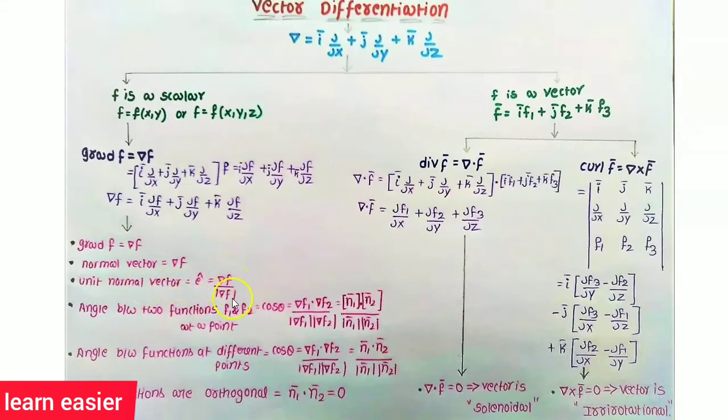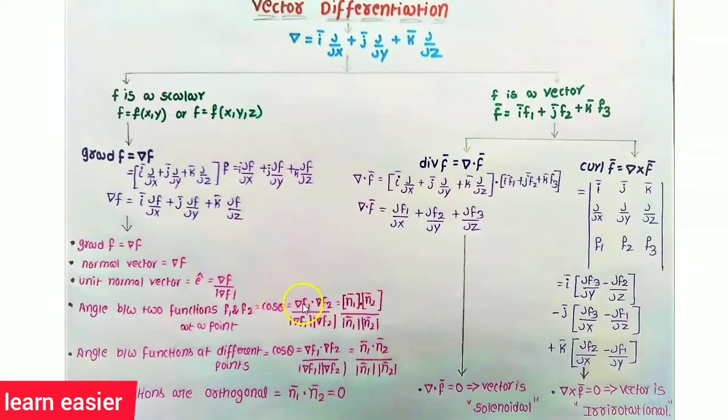So when we have the unit normal vector, we can calculate it using this formula: e cap is equal to del f by modulus of del f. Here it is the angle between two functions f1 and f2 at a point. That means the question gives two functions f1 and f2 at some point, and we have to calculate the angle. So cos theta is equal to del f1 dot del f2 by modulus of del f1 into modulus of del f2. So we have to calculate del f1, del f2, modulus of del f1 and modulus of del f2, and we get the angle theta.